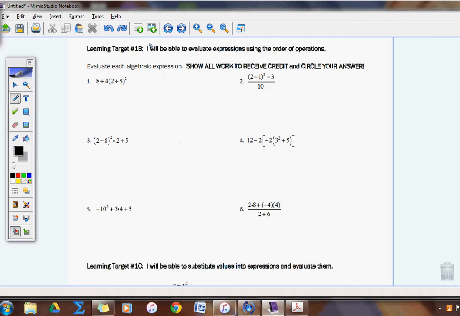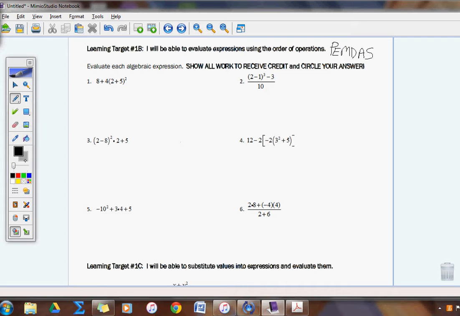Okay, we're going to start with this first Learning Target 1B. Not that Learning Target 1A is not important, but you should look through your terms and hopefully be comfortable with those terms. Okay, so here we go. We're going to work with order of operations. Don't forget, hopefully by now, that PEMDAS is what we use for order of operations here, okay?